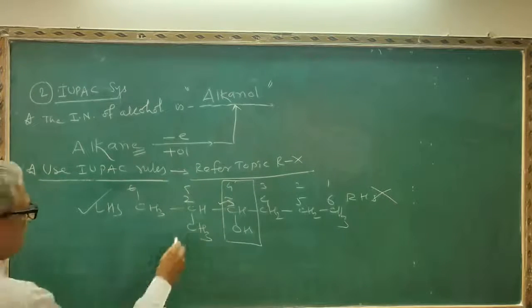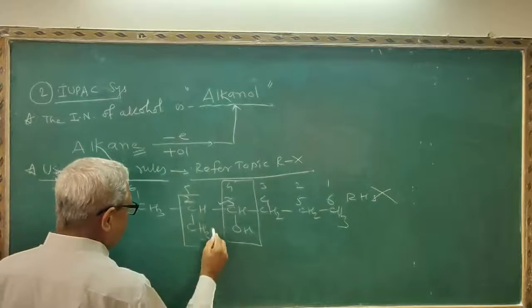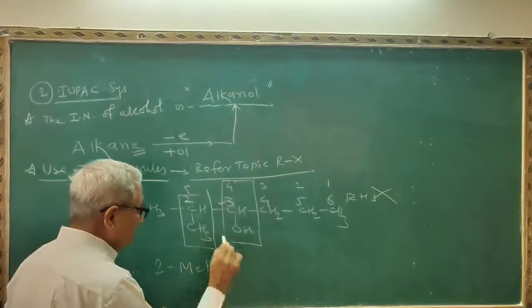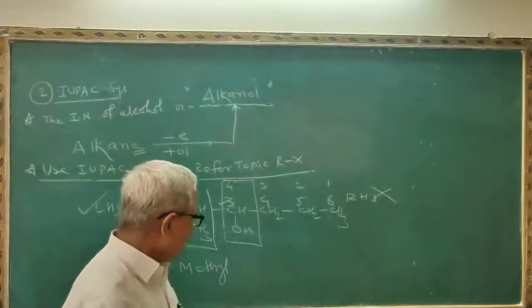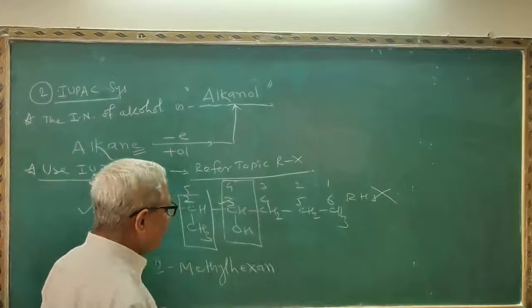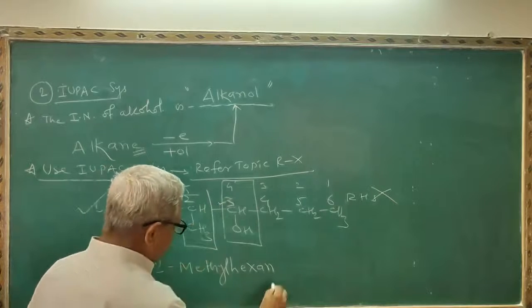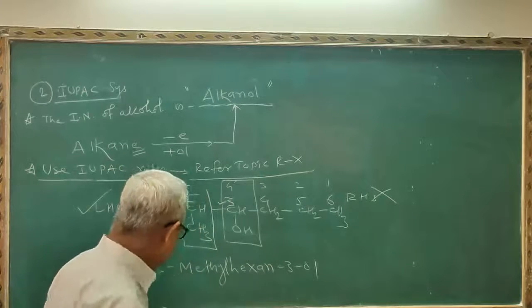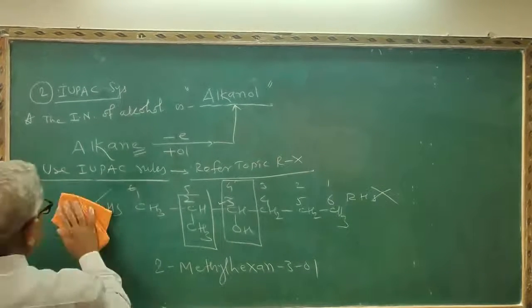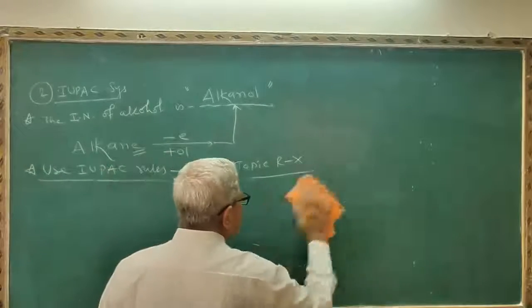Which is the other substituent? The other substituent here is methyl. So the name will become 2-methyl. The longest chain parent again is hexane. Suffix E is replaced by 3-OL. This is the IUPAC name: 2-methyl hexane 3-OL.